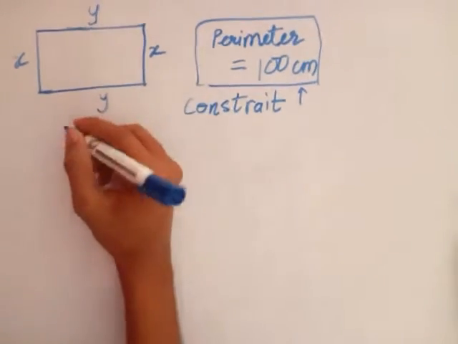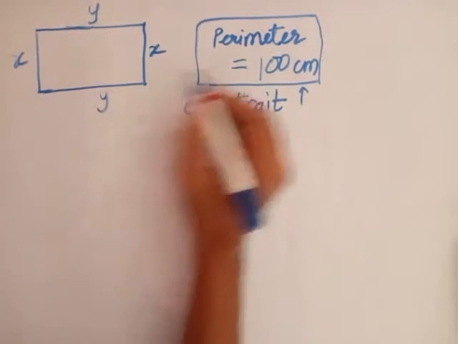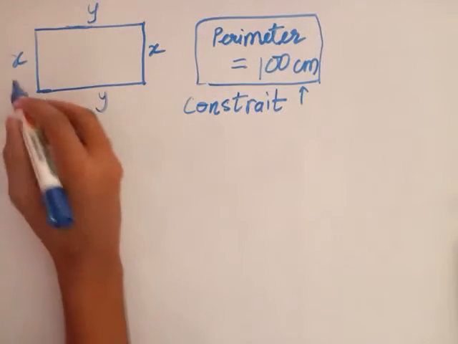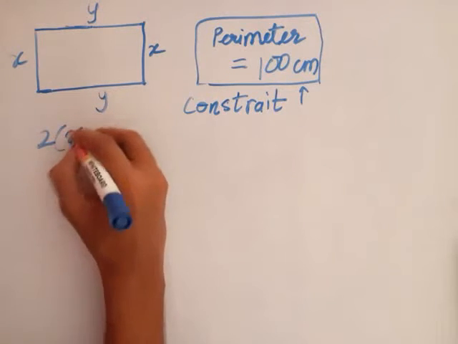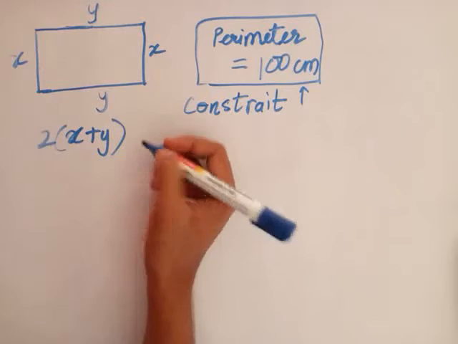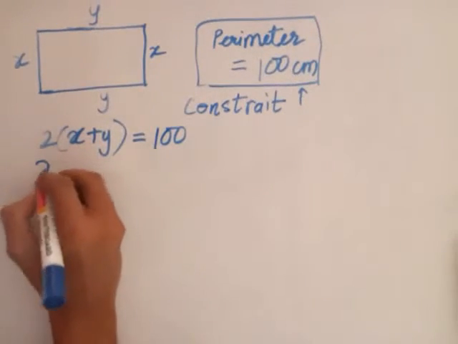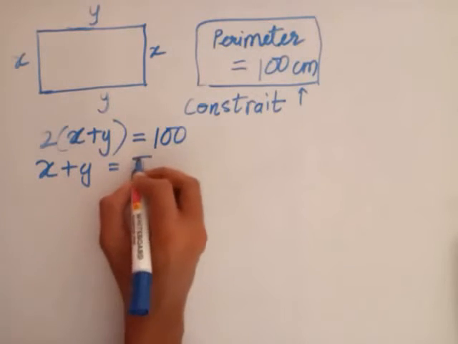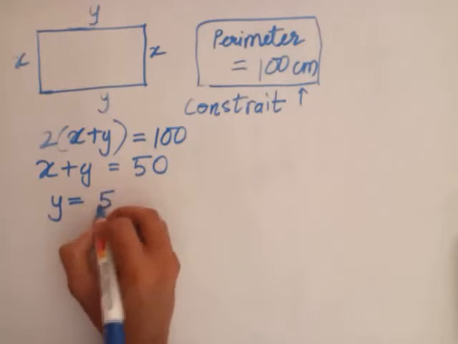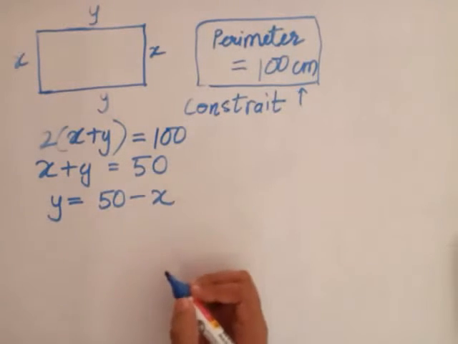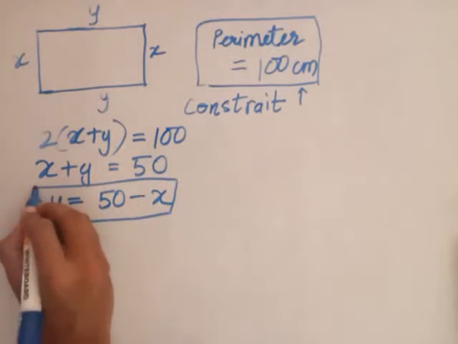So here, since we have this constraint, let's write down what this means mathematically. The perimeter of the rectangle is just the sum of all the sides. So that's 2 times x plus y, and that will be equal to 100. So from here we see that x plus y is equal to 50, and so let's isolate y. y must be equal to 50 minus x. So we have here an important equation which we will be using soon.